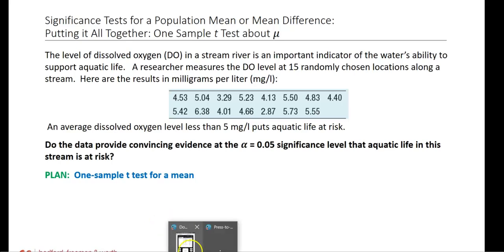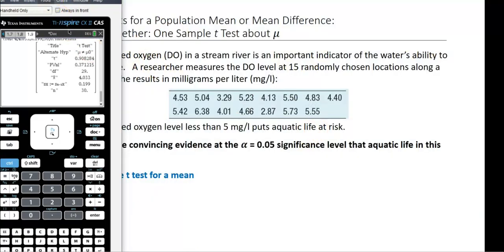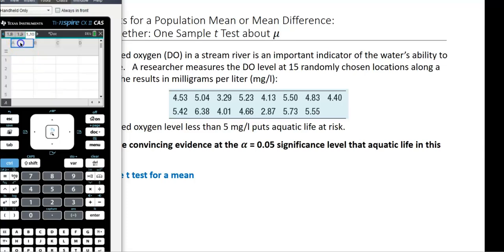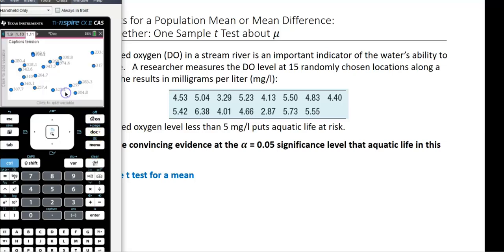So when you get your calculator out, I'm going to call this DO for dissolved oxygen levels, and I'm just going to type it in. Okay, so to check the condition, I've typed in all 15 pieces of data. Hopefully I did it right. We're going to go to a list in our data statistics page and choose DO. And it looks not very skewed and no major outliers there.